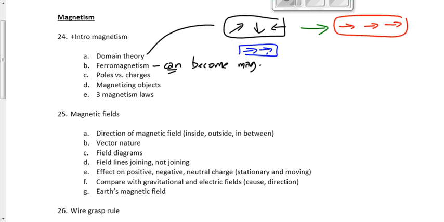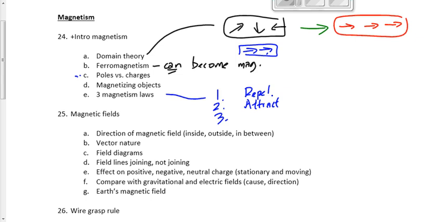Poles versus charges, just to remind you that they're two different things. Talking about a north pole, it's not a positive, and a south pole is not a negative. And then, of course, the 3 magnetism laws. Like poles repel each other. Unlike poles attract each other, and both north and south attract non-magnetized ferromagnetic material, kind of the equivalent of charged objects attracting neutral objects.